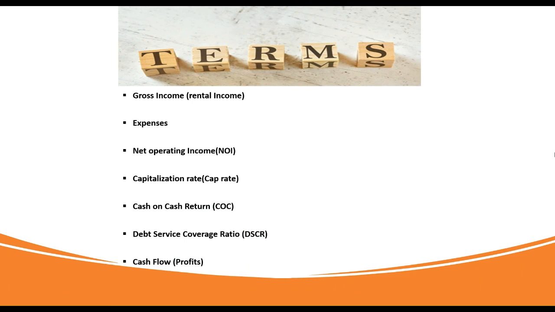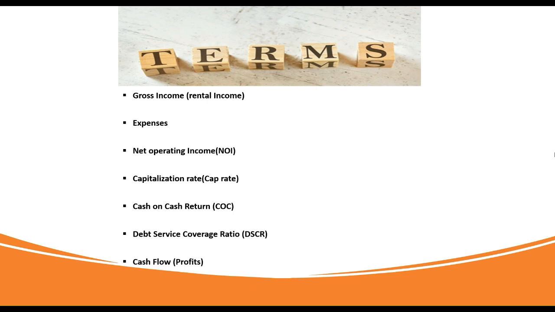The first one is the gross income, also known as the rental income of the property, which is the total amount of money we are collecting from the property. The expenses: we need to know how much the property is paying in taxes, water, gas, electricity, all the operating expenses except for the mortgage. The mortgage is not included in the expenses.